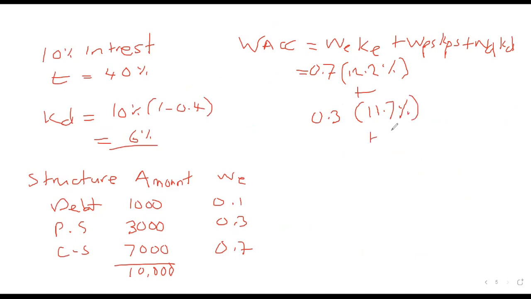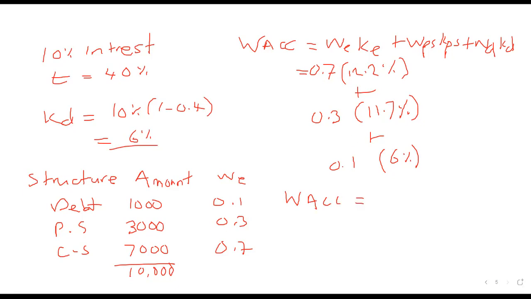Finally, cost of debt, we found the weight of debt was 0.1, and the tax shield is already taken care of. So you directly get the cost, which is 6%. So when you multiply this by that, this times that, and this times that, the total you get is your WACC. This is the weighted cost of capital.